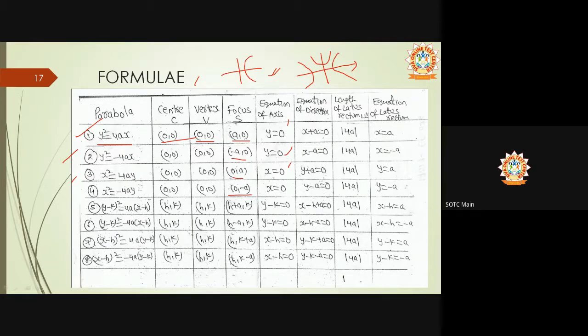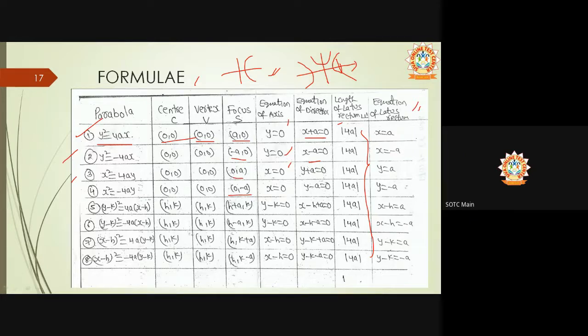Next is equation of directrix: x plus a is equal to 0, x minus a is equal to 0. These are the things that we discussed. Length of latus rectum is common for all cases, mod 4a, right? Equation of latus rectum is at your focus point. So x is equal to a, x is equal to minus a, x minus a is equal to 0, or whatever it is, right? So not a big issue.